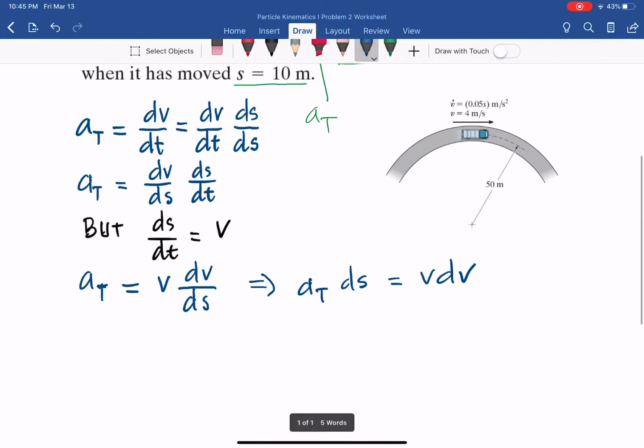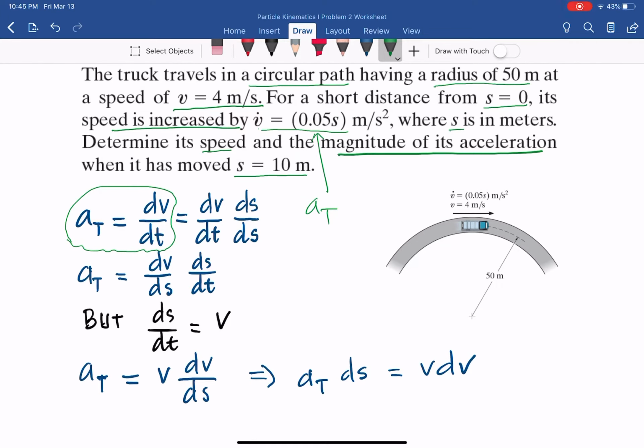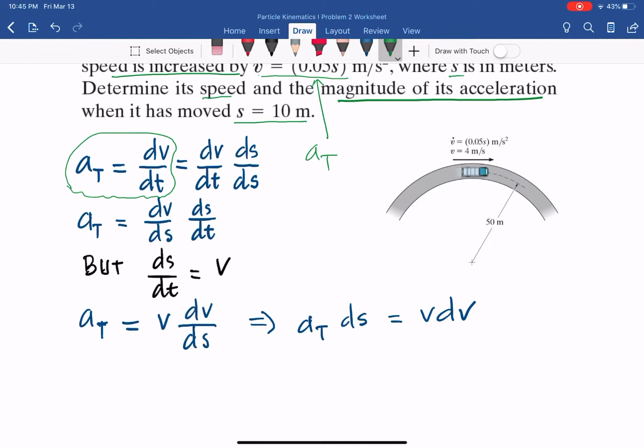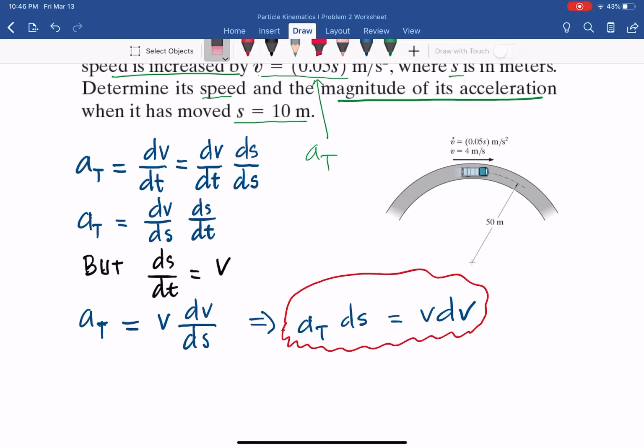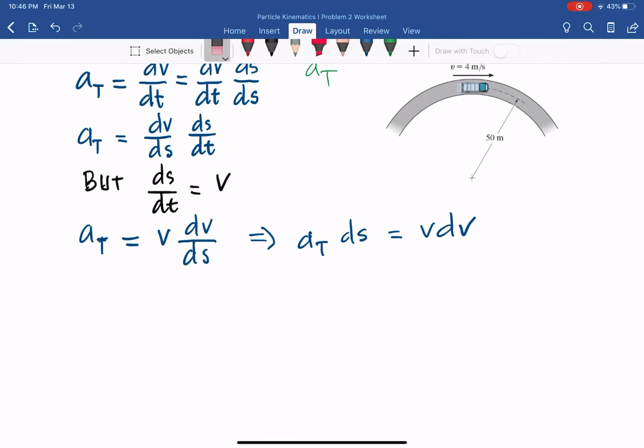As you can see, we transformed from the relationship between the tangential component, velocity, and time. And since the problem doesn't give us time, t, we transformed that equation into one with the tangential component of the acceleration, the distance s, and also the velocity. So with that, we can take the integral of that one.